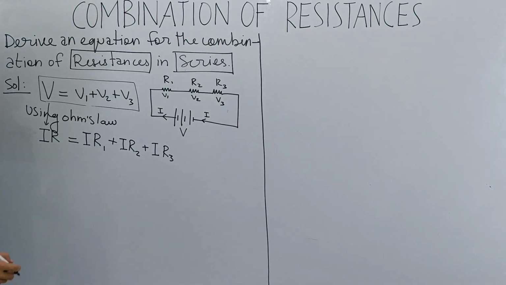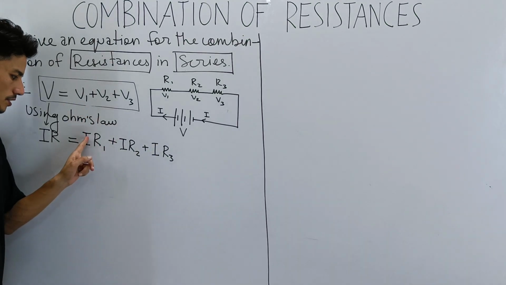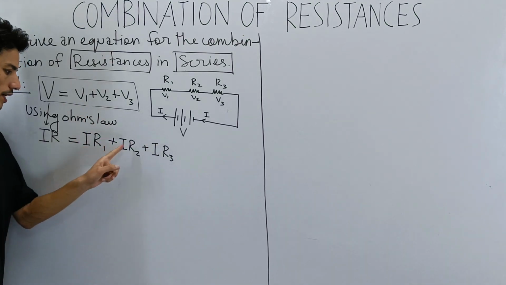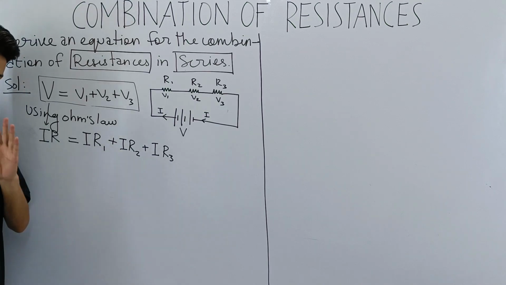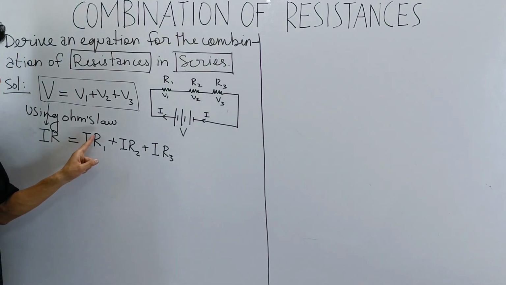Now, here is an observation which some of you will be making. Sir is taking R1, R2, R3, alright. But why is Sir taking I? Why not I1, I2, I3? That is a very good observation which you have. Now, let me tell you why I am taking I.